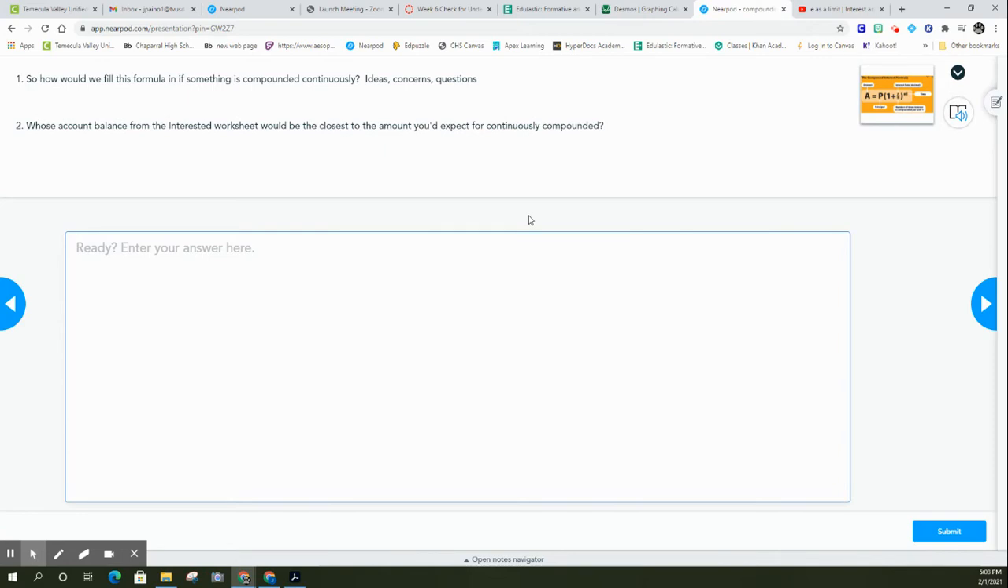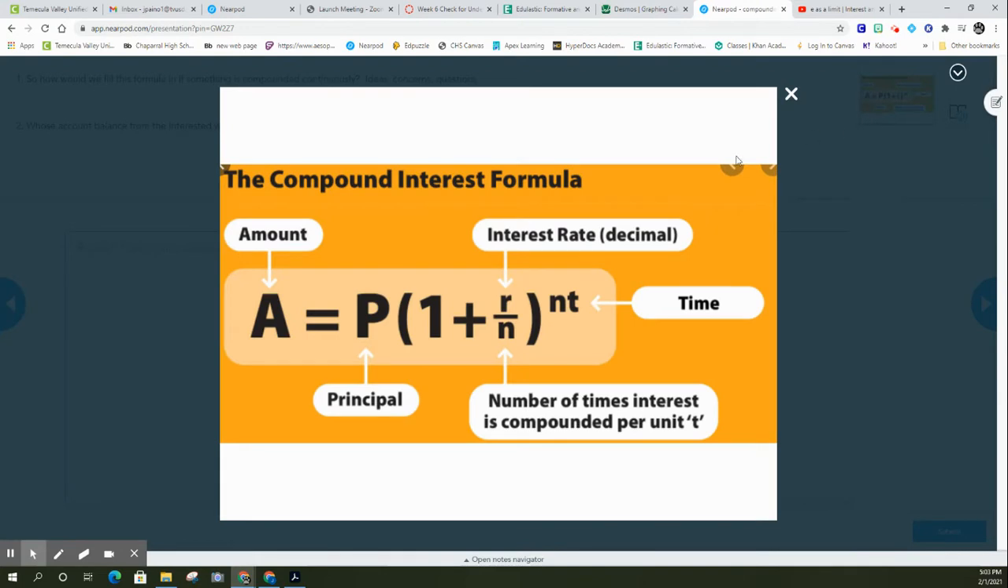How would we fill this formula in if something is compounded continuously? And so the formula she's talking about is this one right here. We know this as our compounding formula, where n is the number of times. So if it's monthly, n would be 12. T is still the number of years. So if it was 4 years, it'd be 48 months, how many times it's being compounded. The interest rate is still the annual rate.